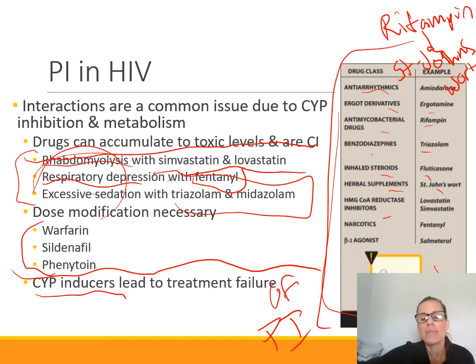Okay, so bottom line here is that interactions are highly important with protease inhibitors. So it's something to look out for, to be very careful about, and to caution the patient about, because the patient needs to know they're not allowed to start any over-the-counter medication without talking to you first. And that includes herbs and natural supplements and things that seem super safe.